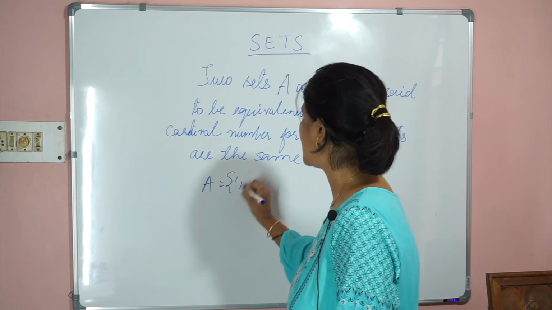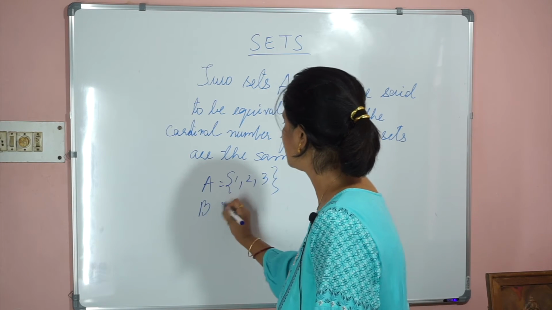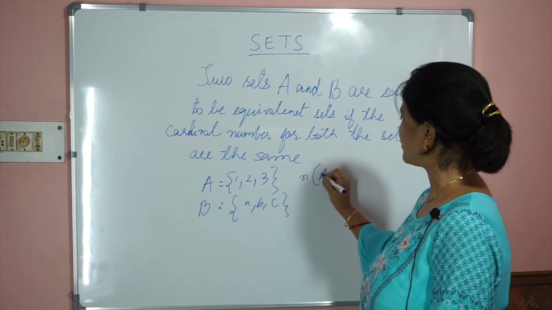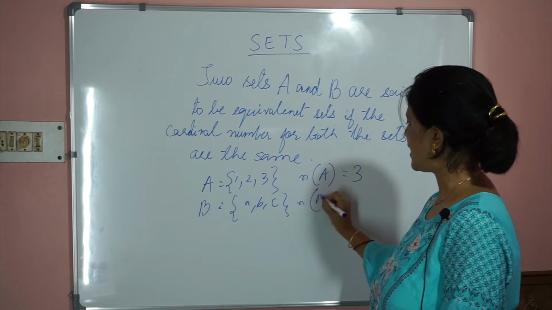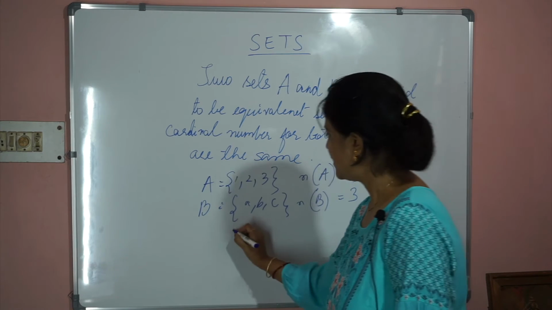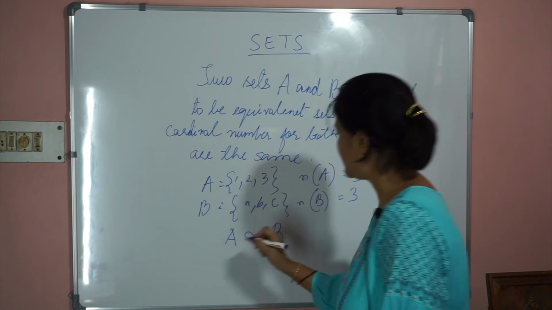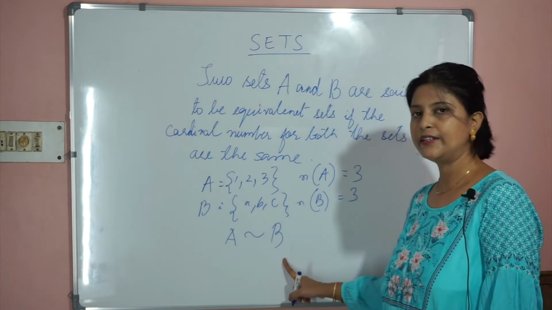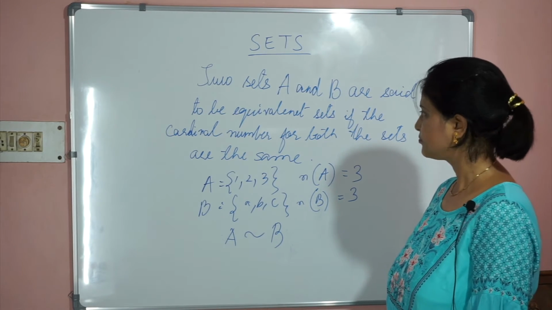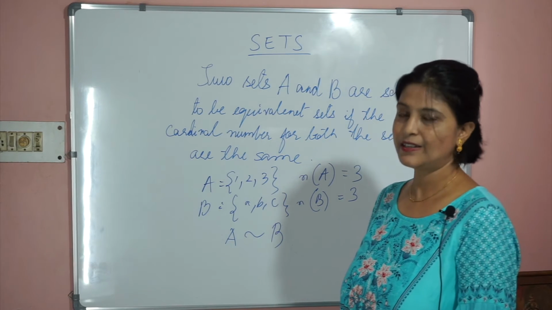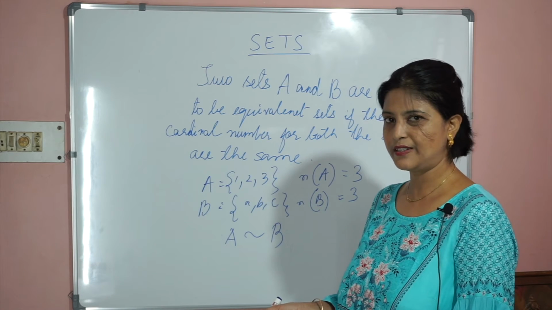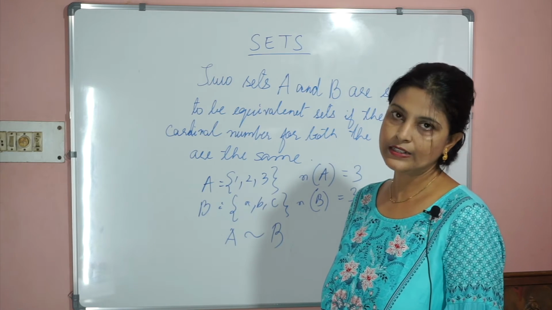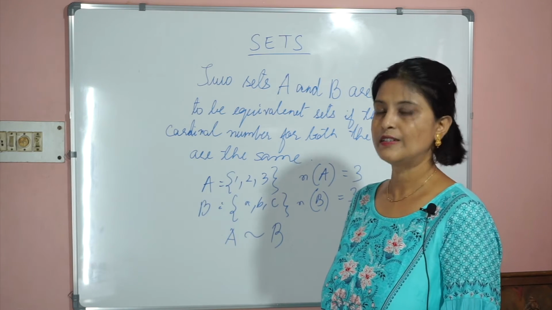Suppose A equals 1, 2, 3 and B equals a, b, c. You can see cardinal number of A is 3 and cardinal number of B is also 3. Then I will say that A is equivalent to B. Look at the symbol used to denote equivalent. So, A is equivalent to B when their cardinal numbers are the same. In case of equal sets, since their cardinal numbers will also be the same, equal sets are equivalent sets, but all equivalent sets are not equal sets.